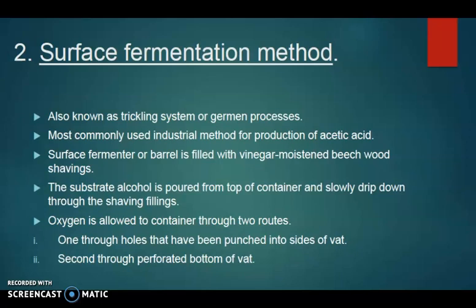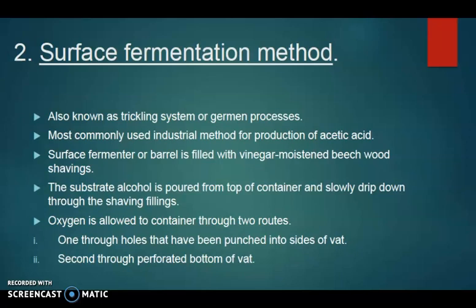Surface fermentation method. It is also known as trickling system or German process. Most commonly used industrial method for production of acetic acid. Surface fermenter or barrel is filled with vinegar moistened beechwood shavings. The separate alcohol is poured from top of container and slowly dripped down through the shaving fillings.